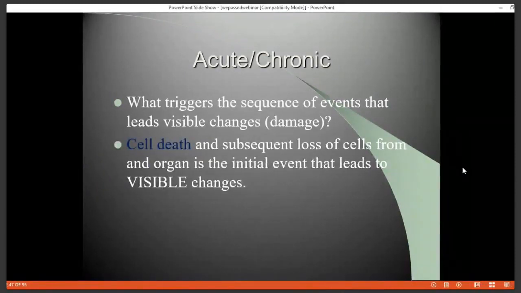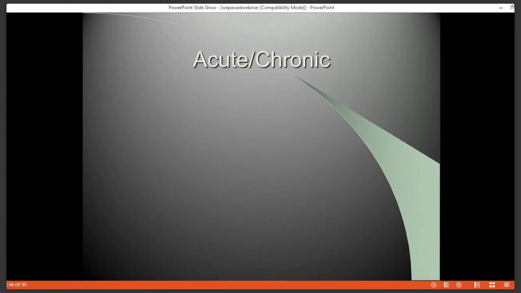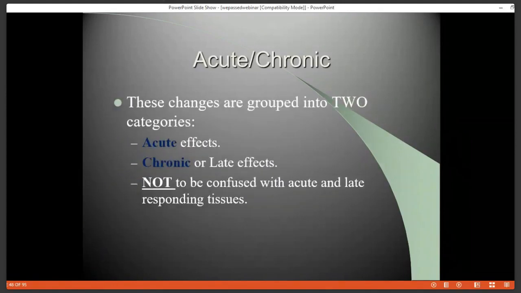Basically looking at cellular loss of cells from the organ. That's the initial event that leads to visible changes. So destruction from radiation and cell death in the tissues themselves leads to what we first see. And based on that, we can basically categorize tissues into 2 broad categories. Those that are acute effects or chronic and late effects.